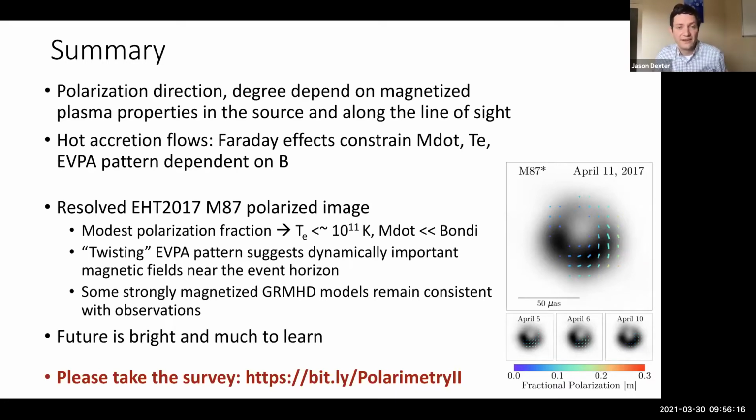And then we talked about the resolved EHT image of M87, and that we interpret the relatively low polarization, this 10% polarization at the EHT scale, as a constraint on electron temperature due to Faraday rotation. And we can also then constrain the accretion rate, as we mentioned. And this twisting EVPA pattern suggests that there are dynamically important magnetic fields near the event horizon of M87, which is really interesting input for models of, say, launching its relativistic jet across scales of the galaxy.